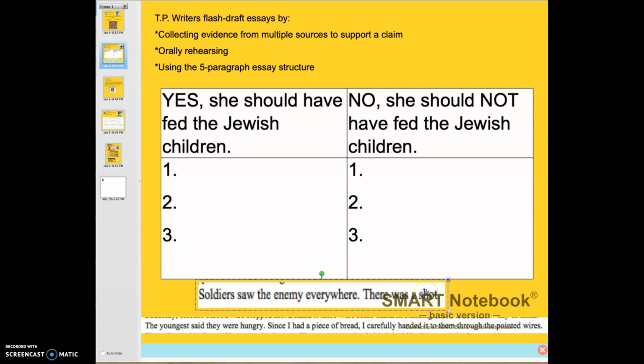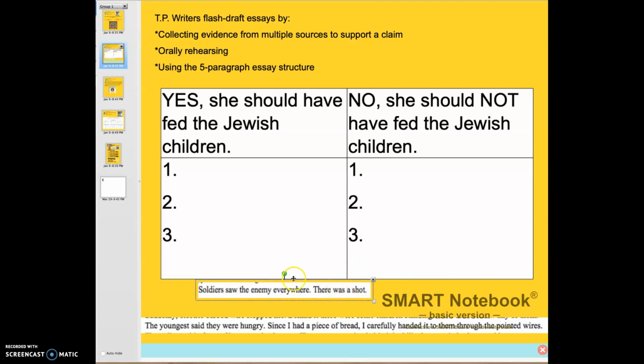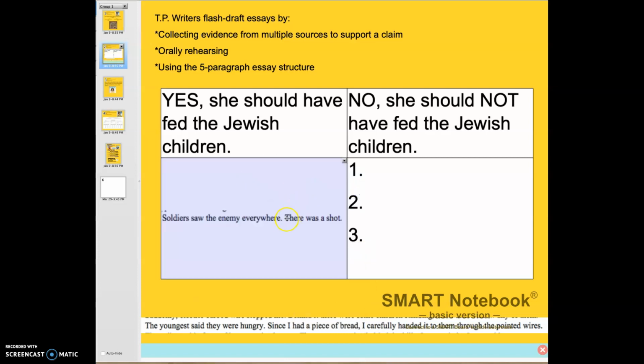What was going on in that scene? We know that she had just gone off into the woods to find the children in the camp that were starving, and she was trying to give them her bread. So I'd like to believe that this is evidence to support that she should have fed the Jewish children. Why? Because we know that sometimes in life, it's important to do the right thing, right? No matter what the consequences.